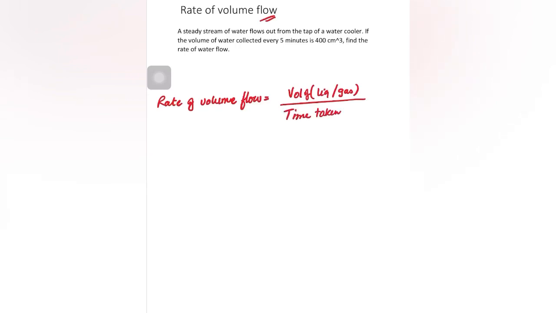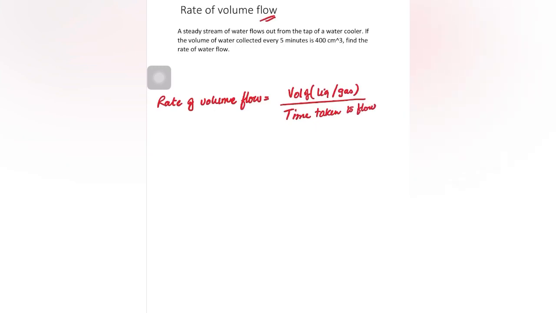Okay, so the second numerical is rate of volume flow. By flow, we can easily say that it means liquid or gas, because solids cannot flow. Solids have volume but they cannot flow, so we are talking about gas or liquid here. Okay, so the formula of rate of volume flow is equal to volume of liquid or gas upon time taken to flow.